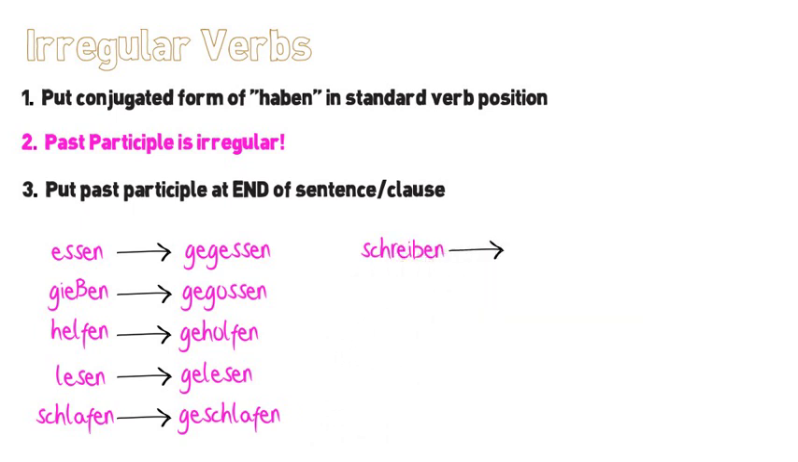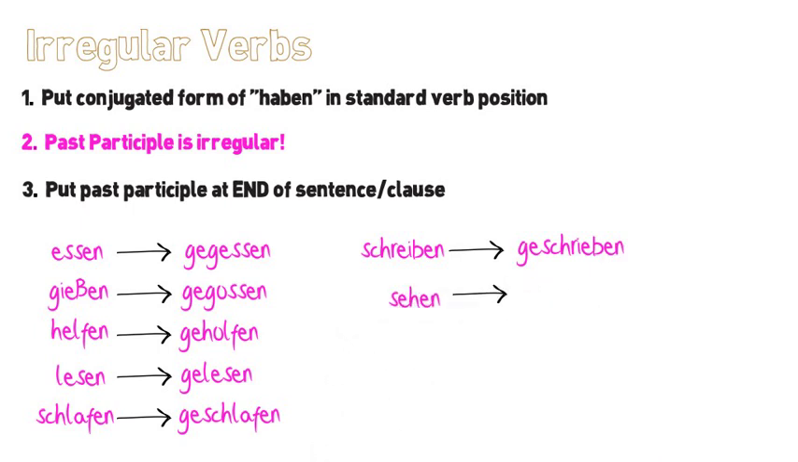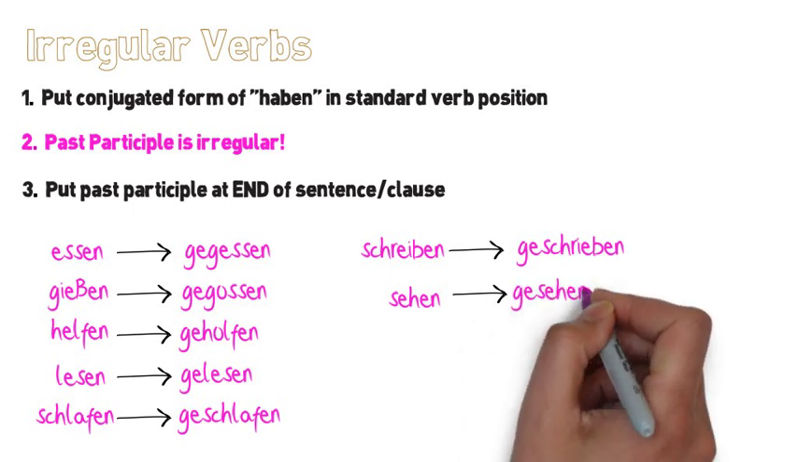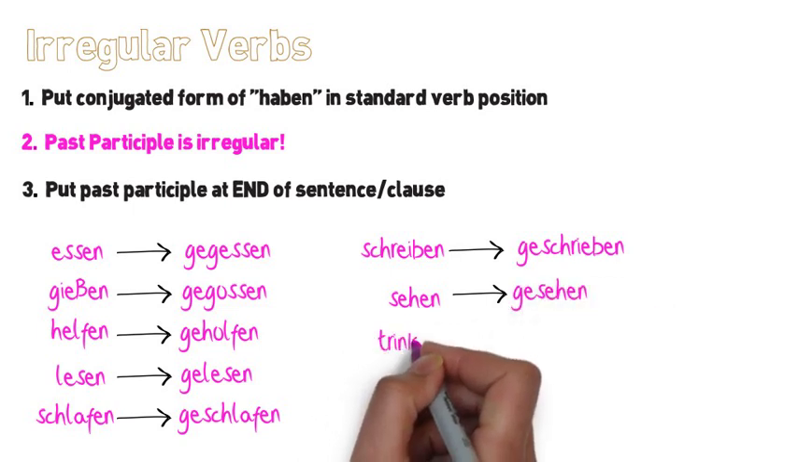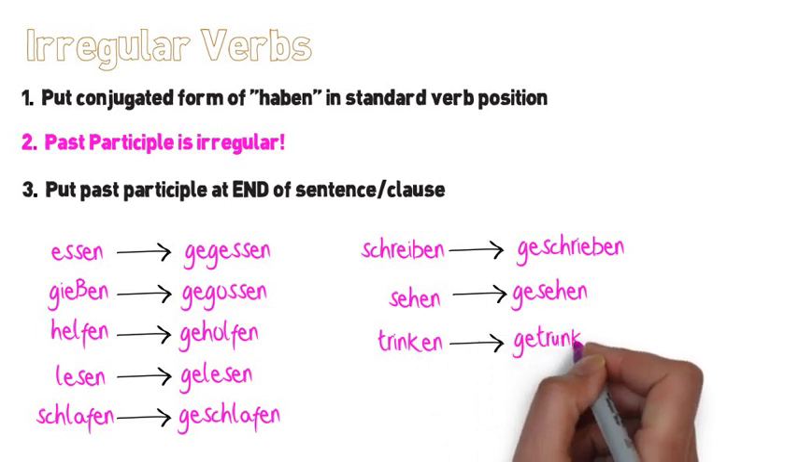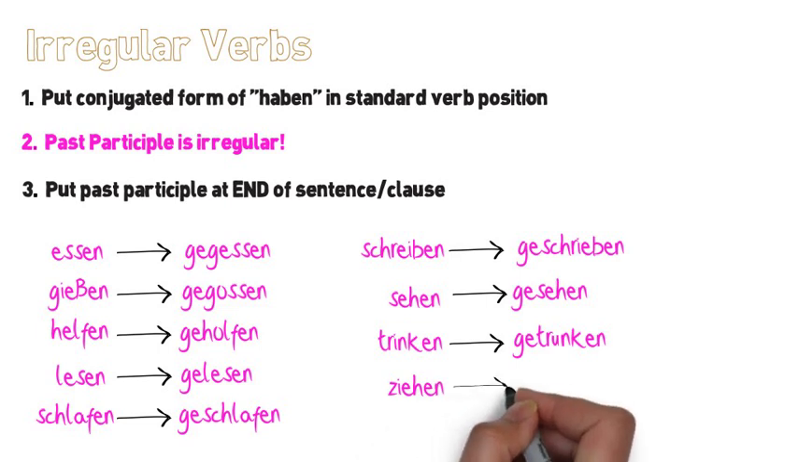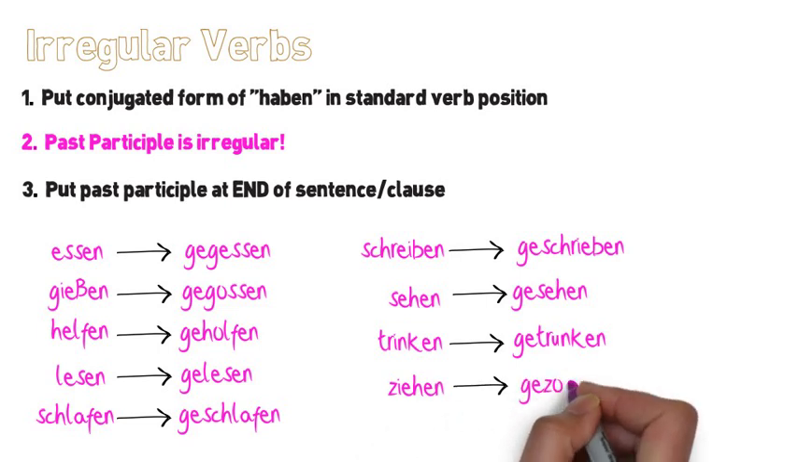Schreiben becomes geschrieben. Watch out for your ei and ie on that one. Sehen becomes gesehen in the past tense. Trinken becomes getrunken. And ziehen, as in anziehen, becomes gezogen. Now these are important verbs, and unfortunately you'll just have to practice them a lot until you master them.